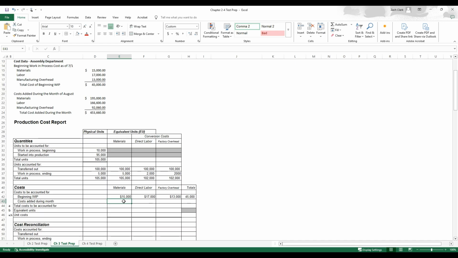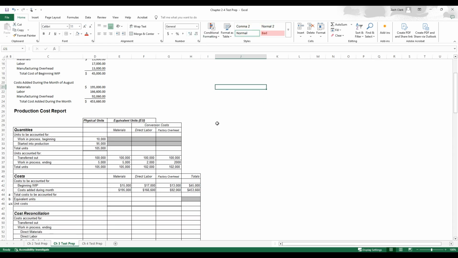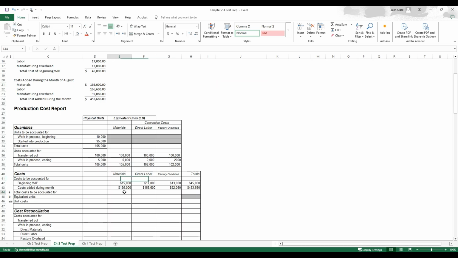Okay, and then it tells us cost added during the month. I'm just going to link above. We've got 195,000 for materials, labor, and overhead. Again, I'm going to have a summation there, and again just the dollar signs to differentiate. Okay, so now, just like we did above, we're adding those together to get our total costs accounted for.